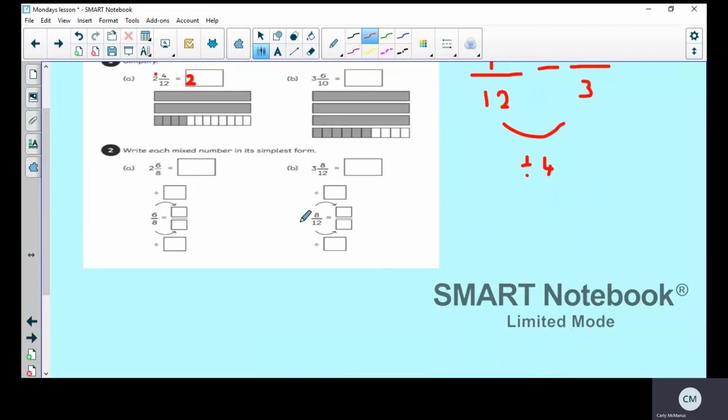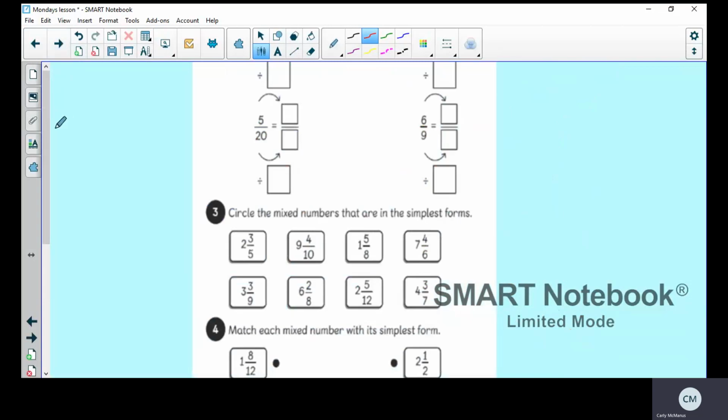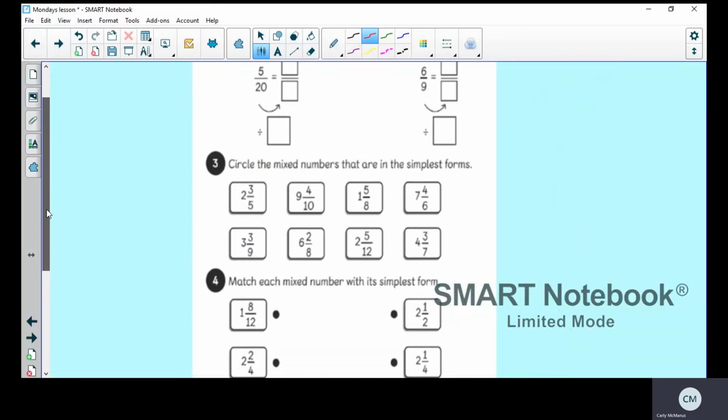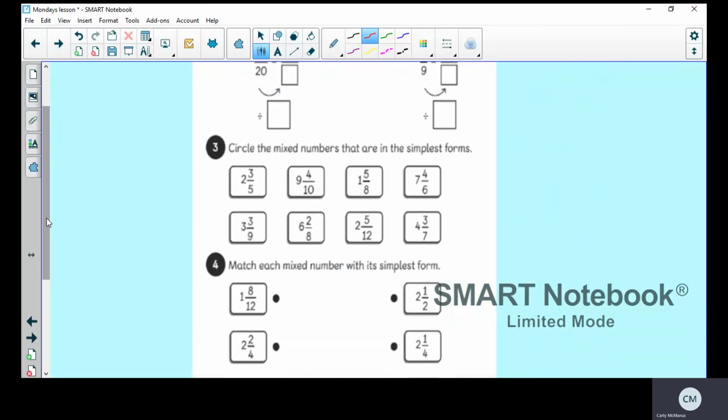And it's the same for this. So they're giving you the structure here to help you. And then these two questions are the same here. Look, you've got to simplify the fraction using division. Now, when you get to question 3, it says circle the mixed numbers that are in the simplest form.